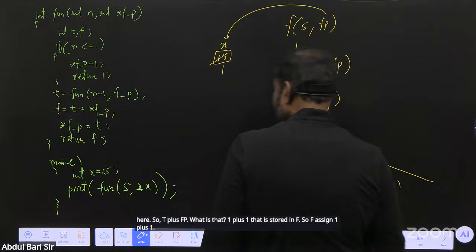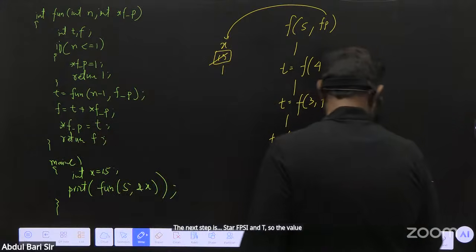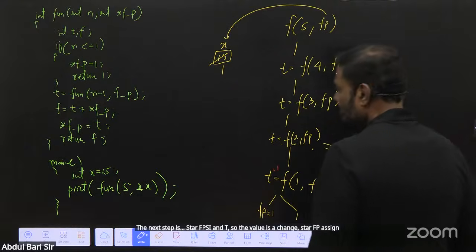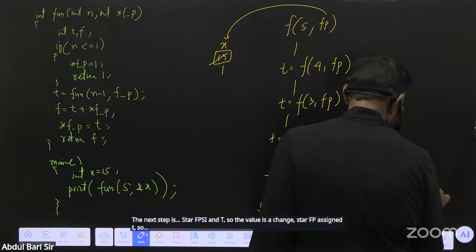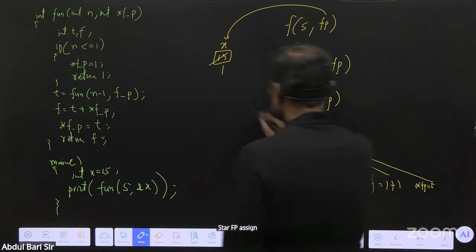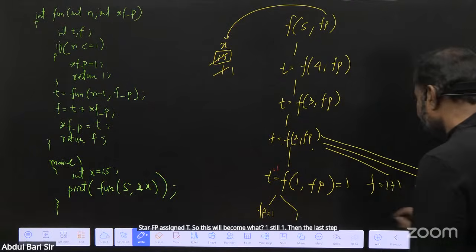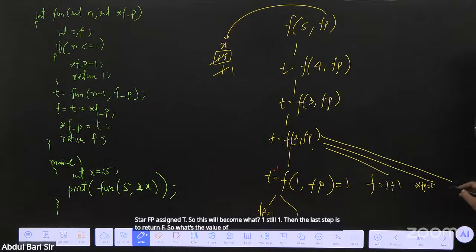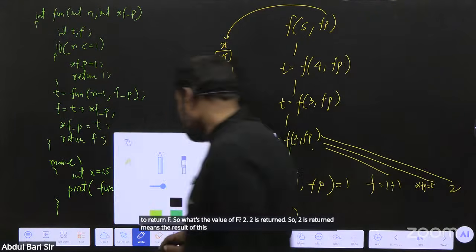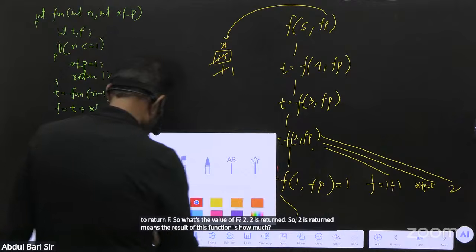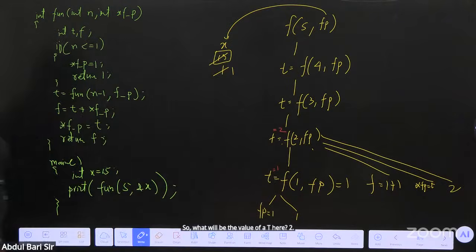The next step is star FP assign T. So the value is a change. Star FP assign T. So this will become what? 1. Still 1. Then the last step is return F. So what's the value of F? 2. 2 is return. So 2 is return means the result of this function is how much? 2. So what will be the value of T here? 2. Now you continue the steps.